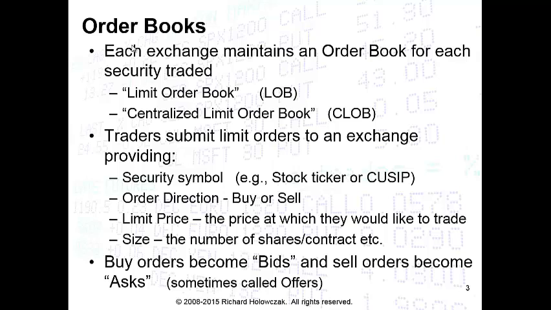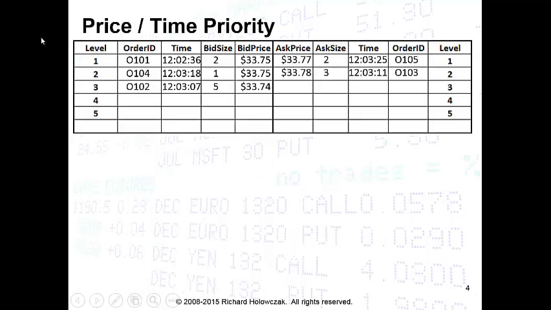The buy limit orders become what we call bids in the order book, and the sell orders become what we call asks. Sometimes you'll hear asks also called offers. So people will talk about the bids and the offers in the book, or they'll talk about the bids and the asks in the book.